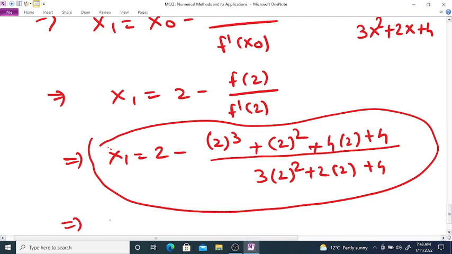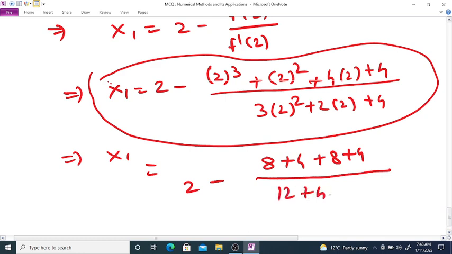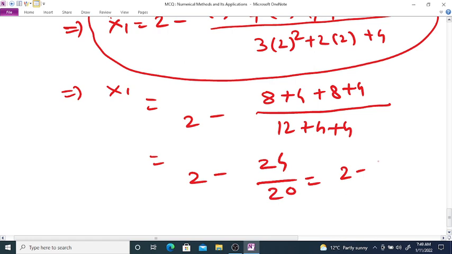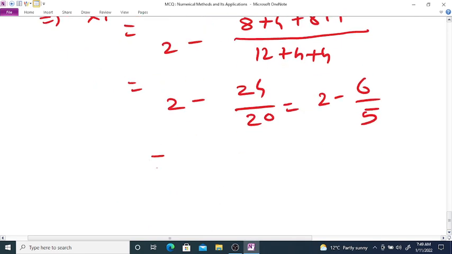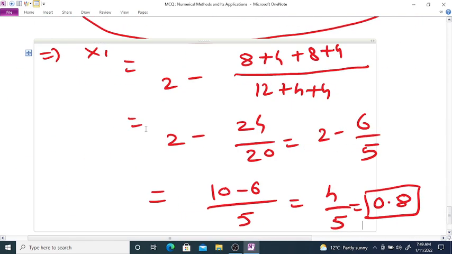then we get the value of x1 using the Newton-Raphson method: x1 is equal to 2 minus, this is 8 plus 4 plus 8 plus 4 divided by, this is 12 plus 4 plus 4, so this is 2 minus 24 divided by 20, so this is 2 minus 6 divided by 5, which is 10 minus 6 divided by 5, equal to 4 by 5, which is 0.8. So this is the value of x1 using the Newton-Raphson method.